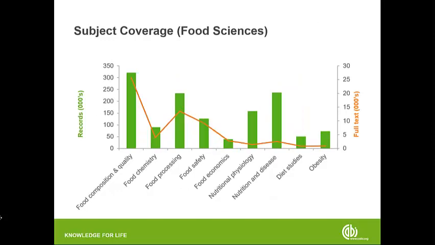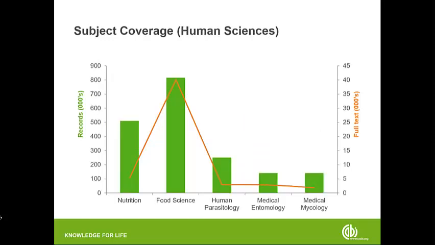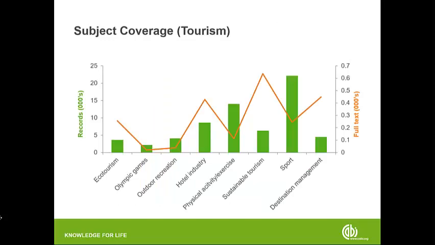Food sciences, here now some examples: food chemistry, food processing, food safety, food economics, diet studies, obesity, etc. And then if you talk about human sciences, one of the hottest topics during the corona pandemic, so nutrition, food sciences, human parasitology and medical entomology, and those are some examples of human sciences. And tourism, mainly ecotourism, sustainable tourism. Obviously, we have to cover outdoor recreation, sport, and hotel industry in general.